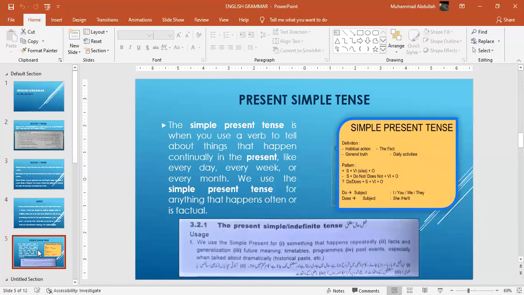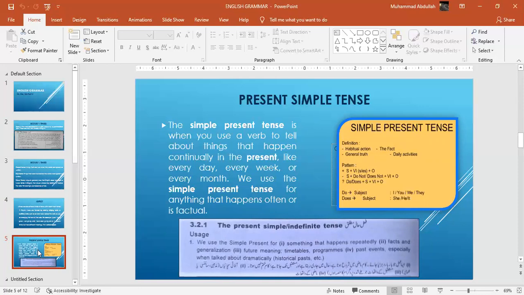Now let's see that the present simple tense is when you use a verb to tell about things that happen continually in the present, like every day, every week, or every month. We use the simple present tense for anything that happens often or is factual.